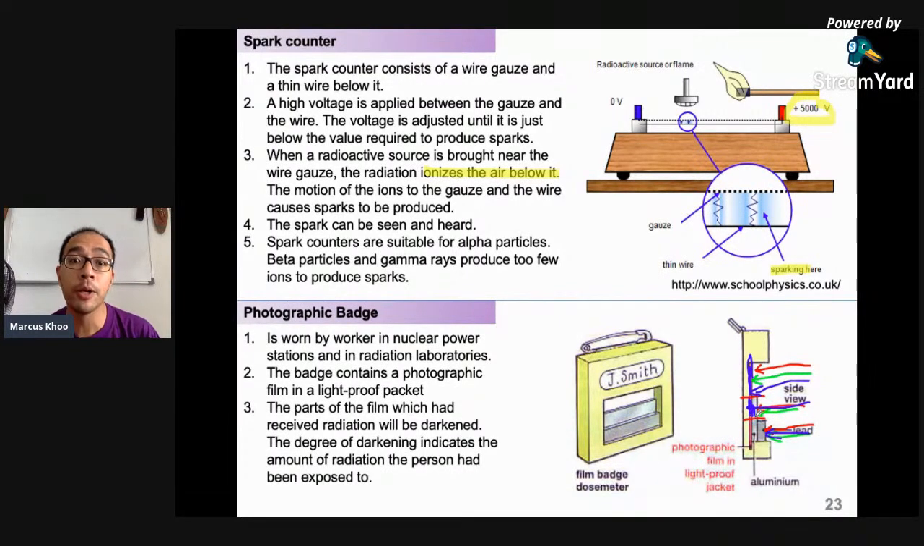Because if there's gamma radiation, then this person called Jay Smith will need to run away as soon as he can. Okay? Because gamma radiation is very dangerous to us. So these are the examples of certain detectors. Of course, there are more than just five, but I think five is enough.